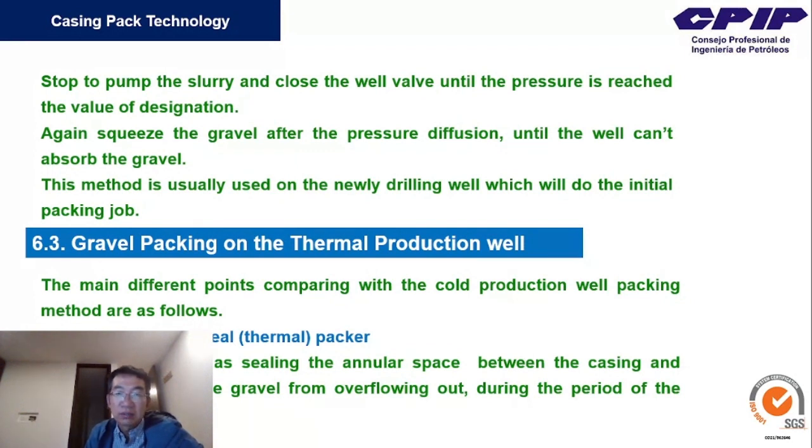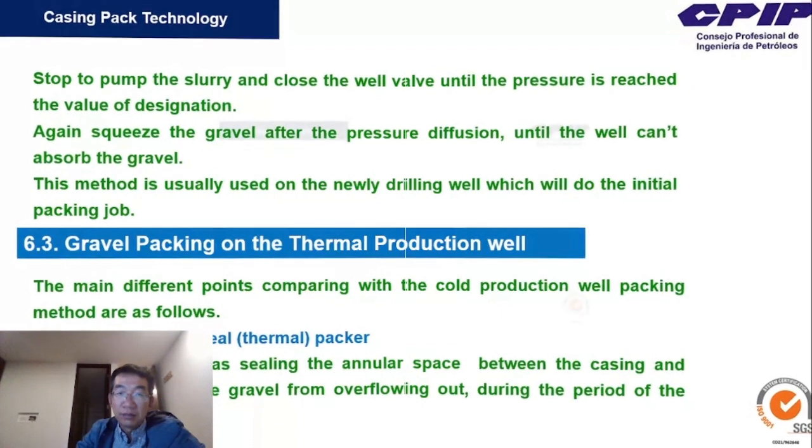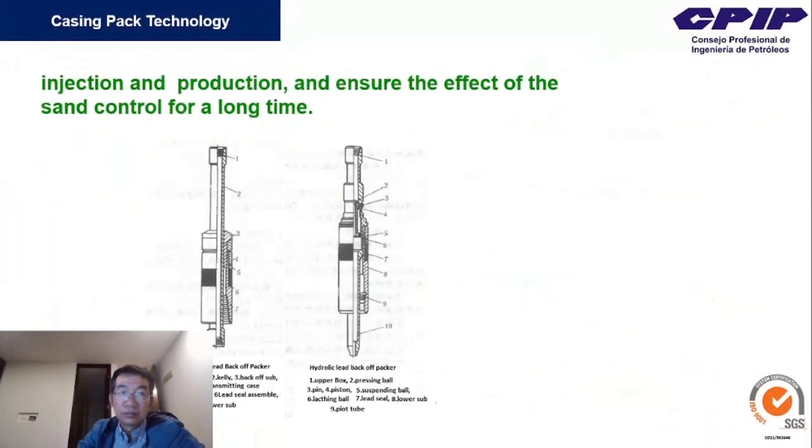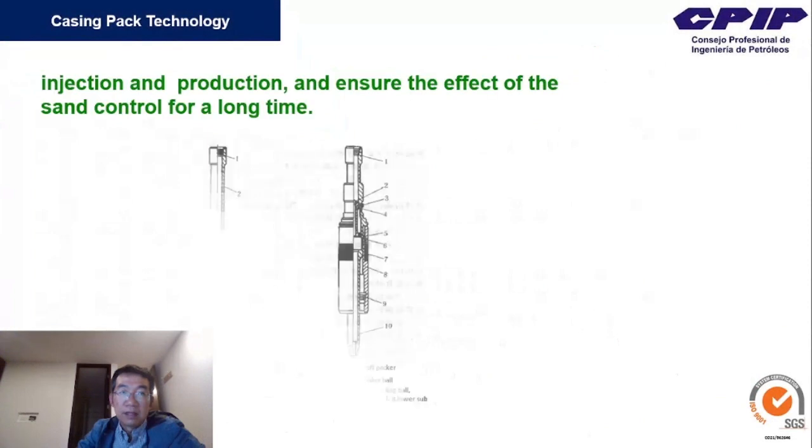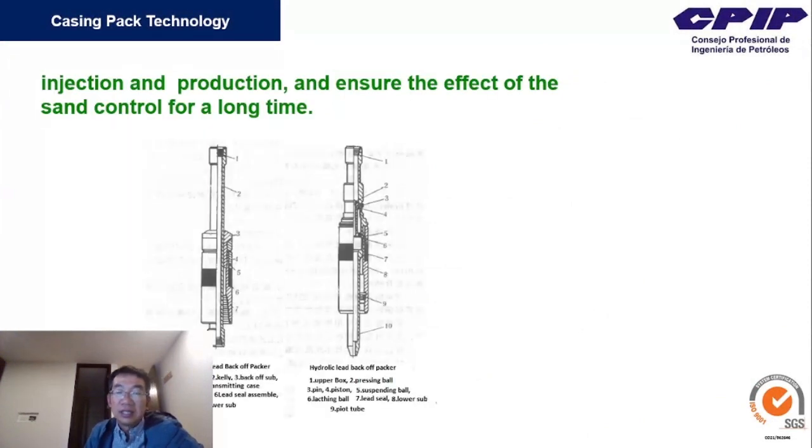Gravel packing on the thermal production well. The main difference points compared with the cold production well packing method are as follows. Use the lead seal thermal packer. The packer is used for sealing the annular space between the casing and the screen to prevent the gravel from overflowing out during the period of the steam injection and production, and ensure the effect of the sand control for a long time.